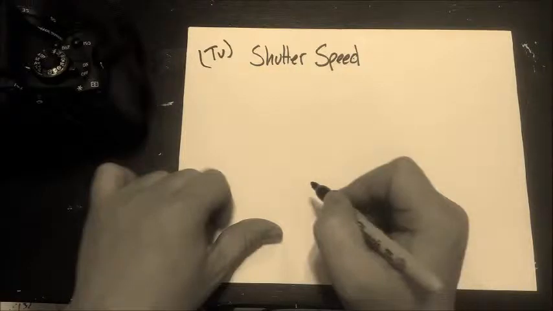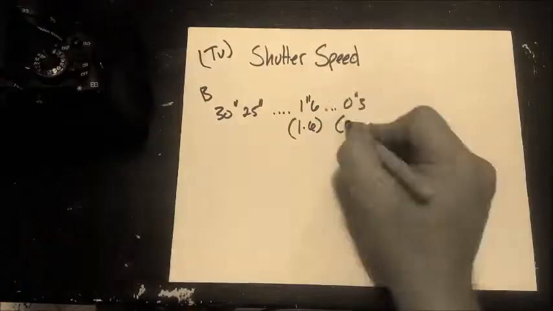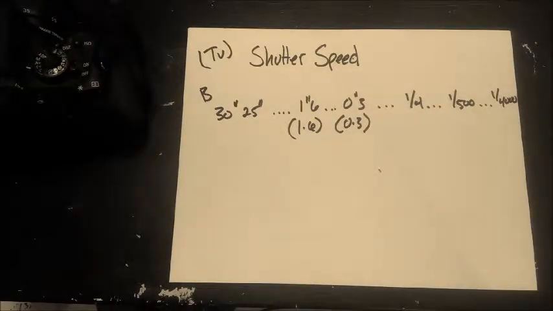The last thing here is shutter speed. And your shutter speed is going to range anywhere from B, which stands for bulb, to about 4,000 or 5,000. On the left, starting there, we have 30 seconds, 25 seconds. Anything with its two little hash marks is going to mean seconds. You also have 1.6 seconds. 0 hash 3 is 0.3 seconds.